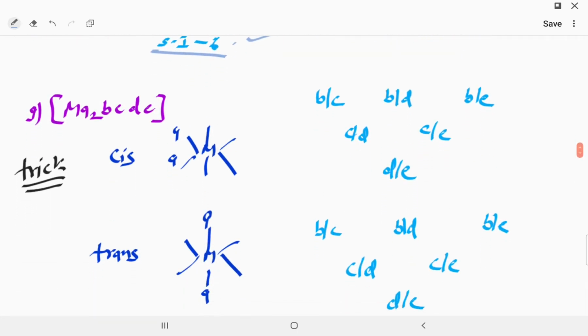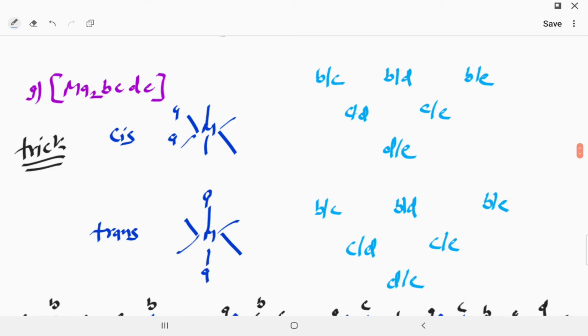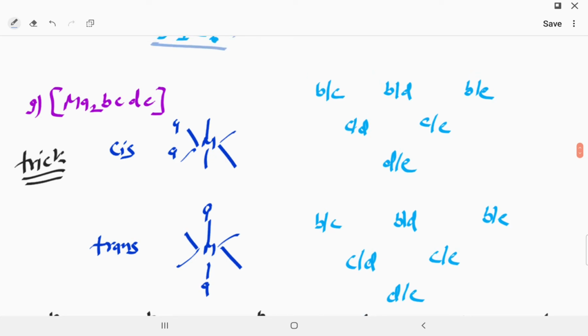Now next one. In this case you are able to see Ma2BCDE. This is a trick for M when two are the same and all four others are different.